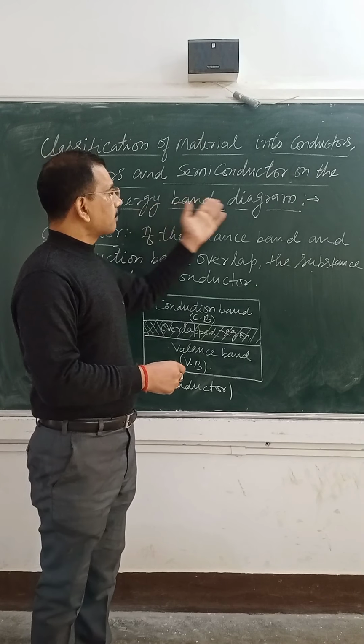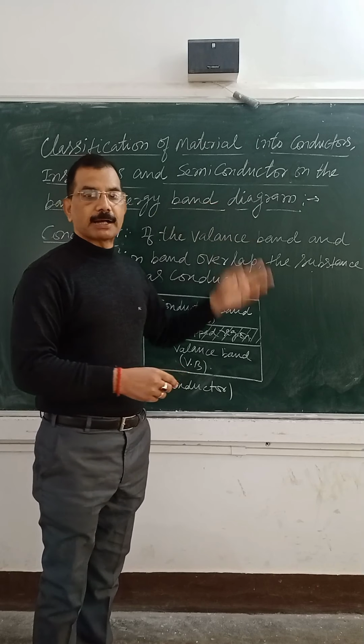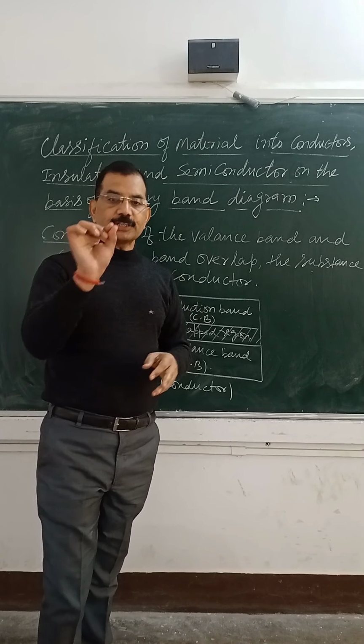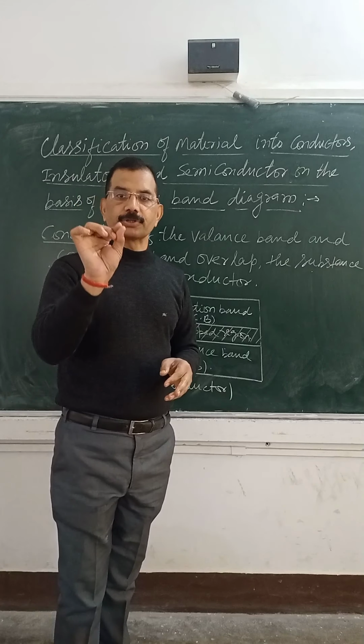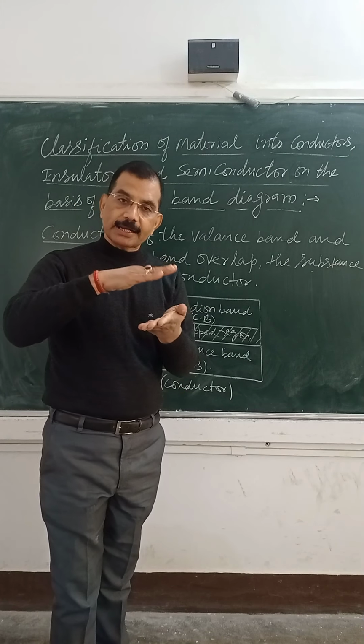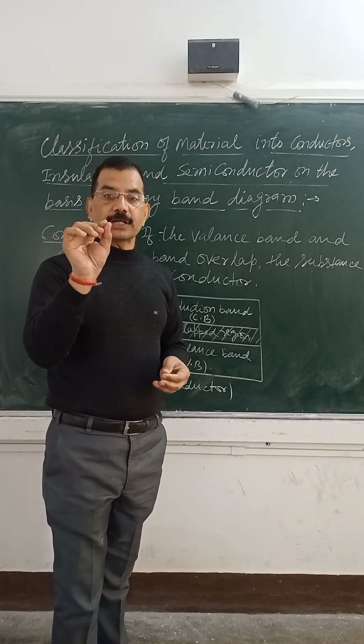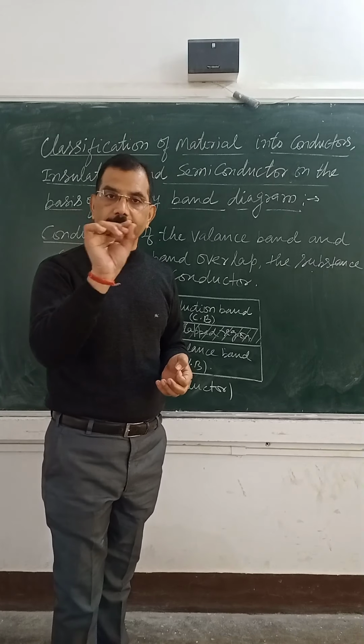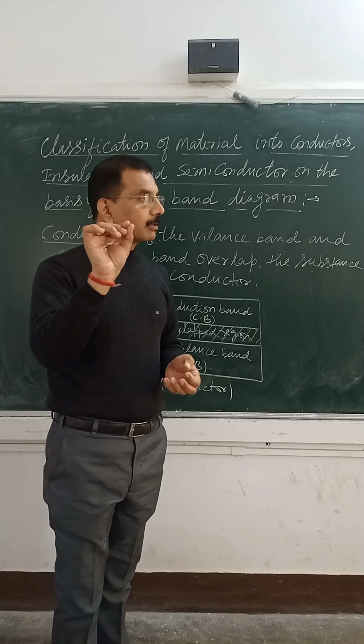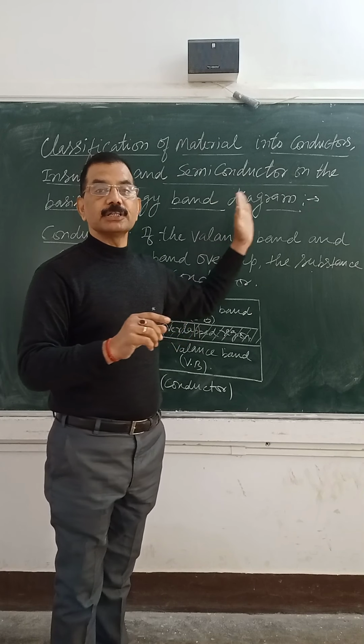Now, what is energy band diagram? First question is, what is energy band diagram? Actually, each atom possesses its discrete energy levels. हर एक एटम की अपनी discrete अलग अलग एनर्जी लेवल्स होती है. So each individual atom possesses its discrete energy levels.